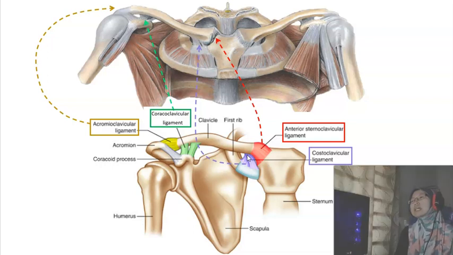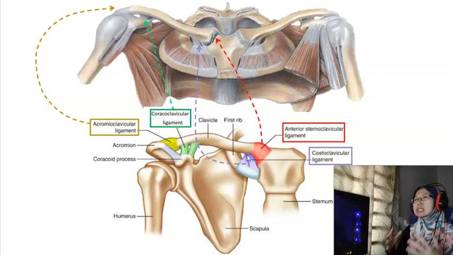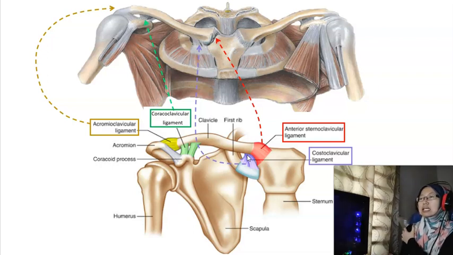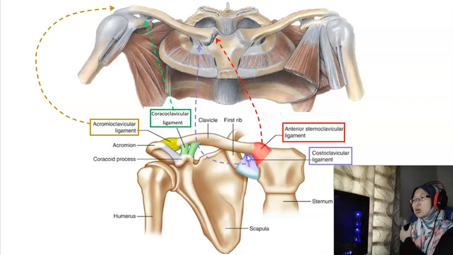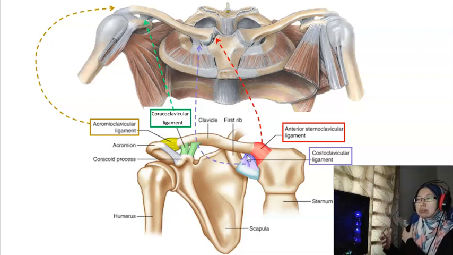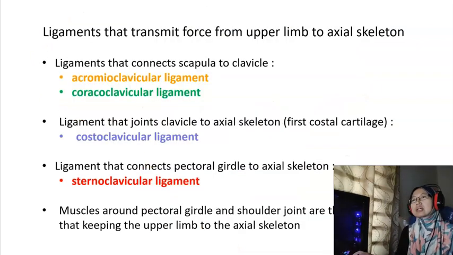Is it enough for these four ligaments to hold your upper limb, with the exertion from your movement and everything? Basically, the muscles around your pectoral girdle, around your shoulder joint, there are so many muscles here, and these muscles are the ones that hold your upper limb to your body. This is basically just what I've mentioned before this.